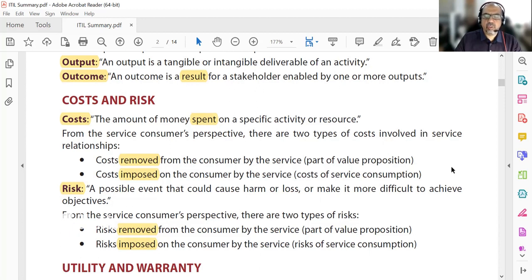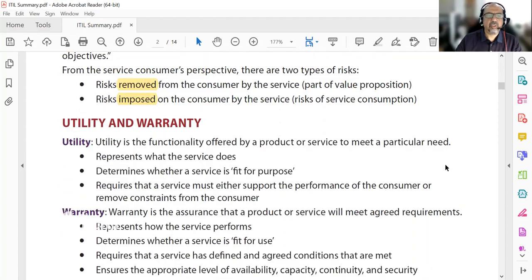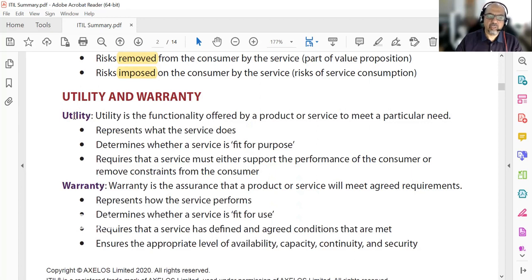Good. So we will provide a service. This service will enable value. This value is the outcome from this output. It will cost us some money. There are risks. So with this service, should we provide some warranty? Definitely yes. So we have utility and warranty, both of them.